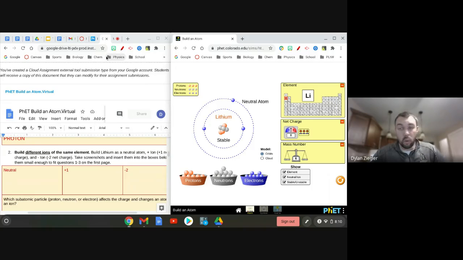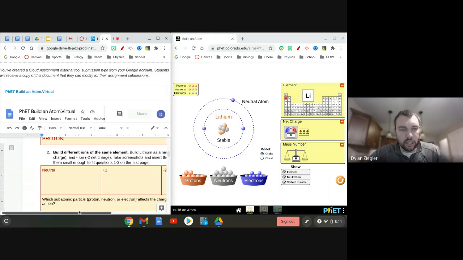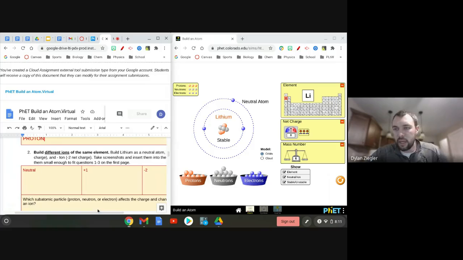All right, question 2. Let's go to question. Build different ions of the same element. Okay, so build lithium. Okay, I have lithium as a neutral atom. Okay, I got that. A plus ion, so it says a +1 net charge, and a negative ion, which is a -2 net charge. So here's the net charge. Let me add some neutrons here. That changes the stability and the instability, I guess you could say.